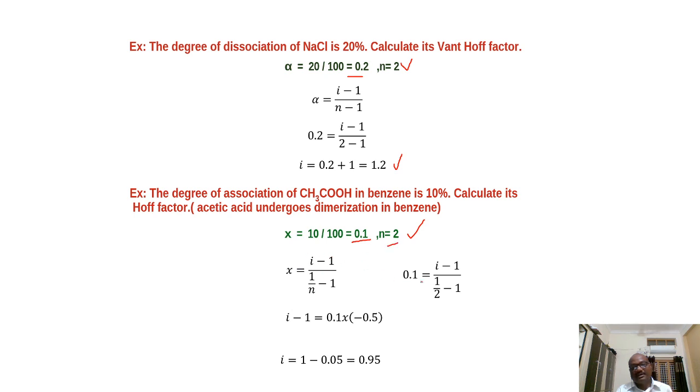So 0.1 is equal to i minus 1 by 2 minus 1. So i minus 1 is equal to 0.1 into this, not x, please, 0.1 into 1 by 2 minus 1, that is minus 0.5. So i minus 1 is equal to 0.1 into minus 0.5. Means it will be minus 0.05 this part.